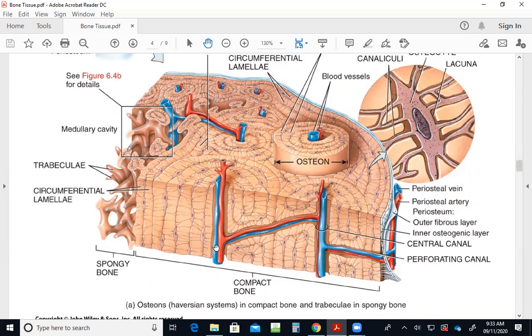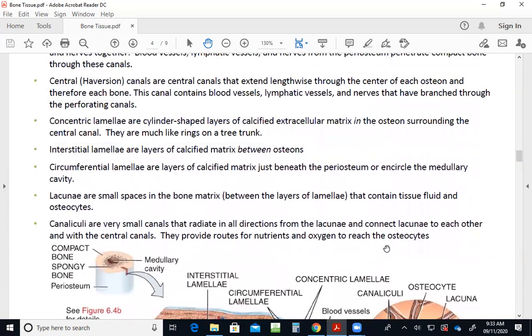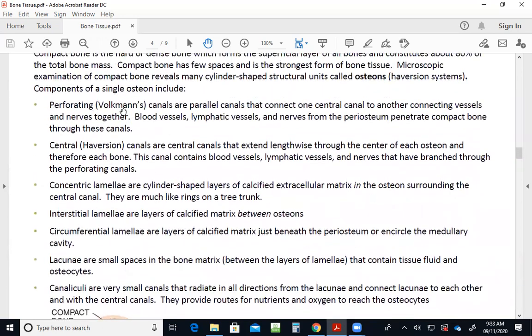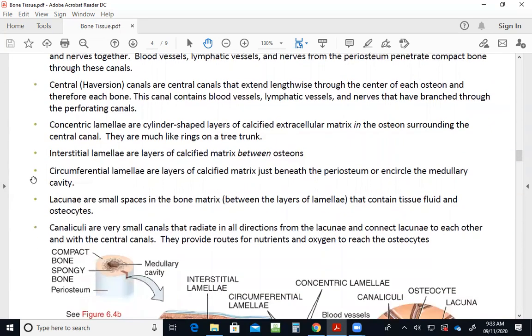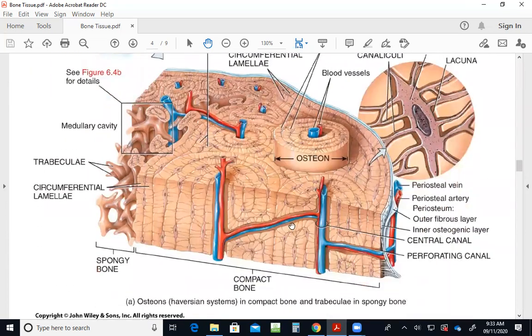The red vessels here are arteries. The blue are veins, which provide blood to and away from the bones. These blood vessels can connect with one another thanks to the fact that there are also perforating canals. Perforating canals, also known as Volkmann's canals, connect one central canal to another, which you can see here. You can't see any elsewhere because we can't see the interior of the osteons.